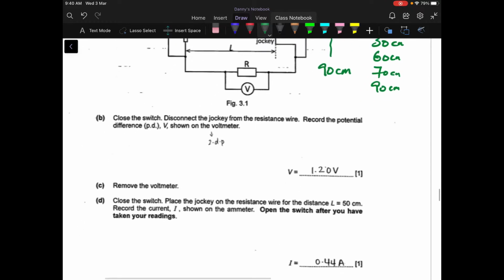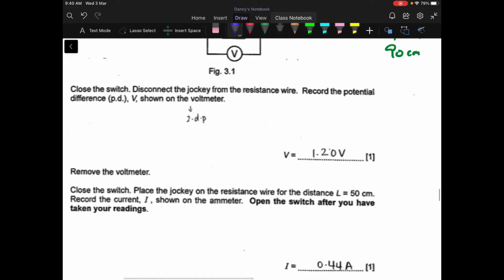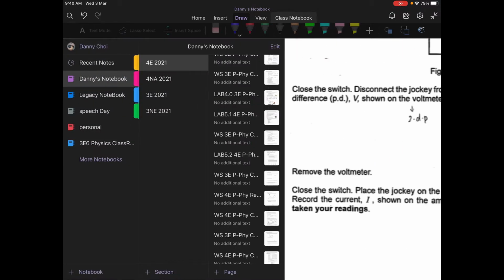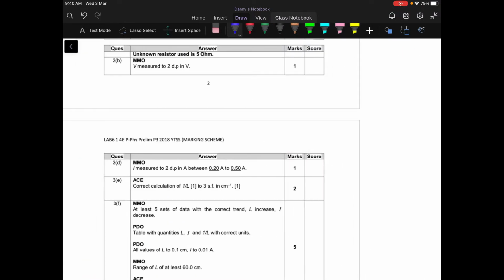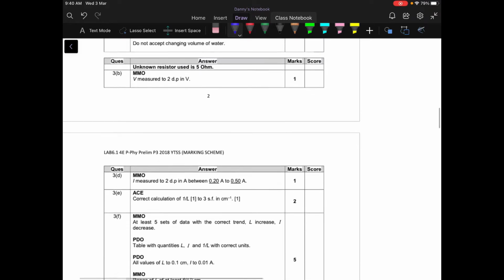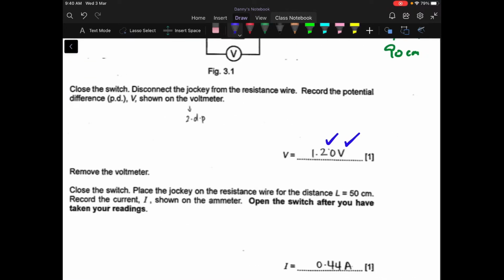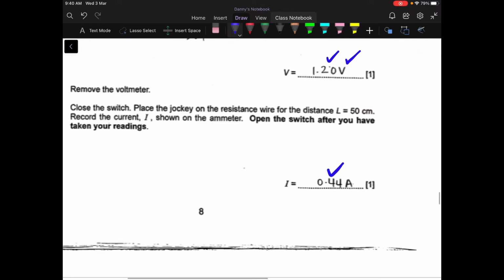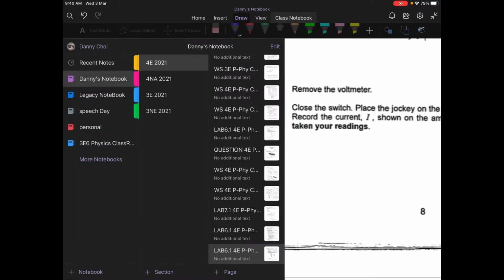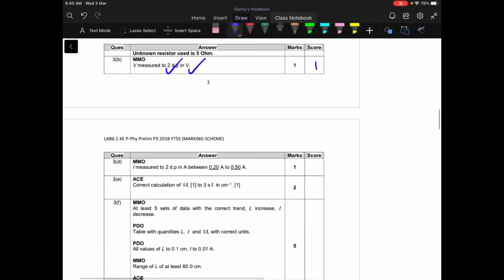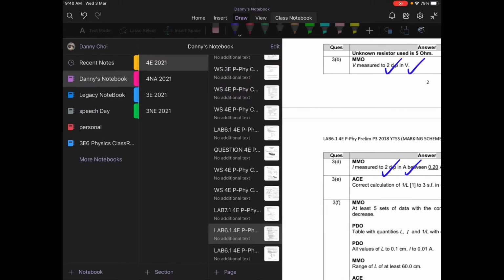So let's take a quick look. For the voltmeter, 2 dp, and the unit is V. I gave you the dummy reading, so I think it is fine. Here, you should give me 2 dp in V, you will get back your 1 point. And then for your A, I'm quite sure I gave you the dummy value. I'm not sure whether you did it yourself, but it should be 2 dp. So you get 1.